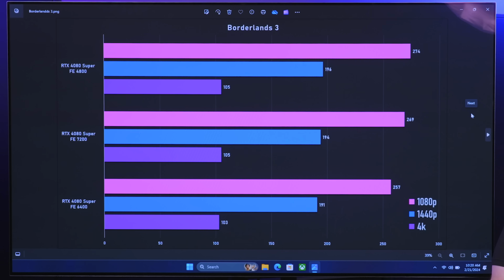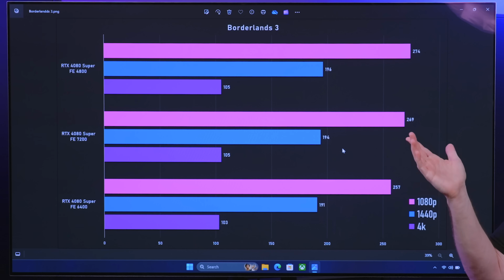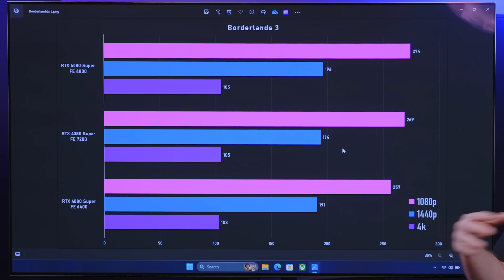And I don't know why this is the case, but the RTX 4080 Super at 4800 megahertz stock speeds on the Trident was fastest in 1080p by 5 FPS, a significant margin, which is really odd. The fact that the 4080 at 7200 was 5 FPS slower, if you look at our 1080p. Our 1440p numbers though, margin of error, 2 FPS, that's not even 1%. It's barely over 1% of the overall score.